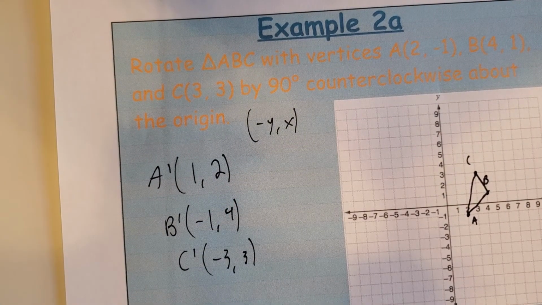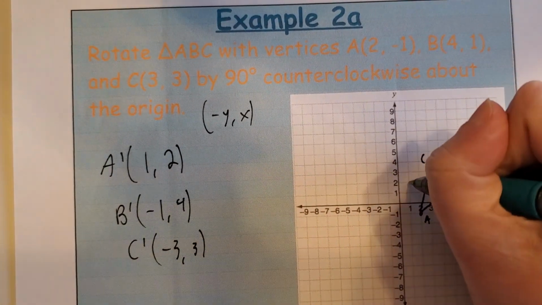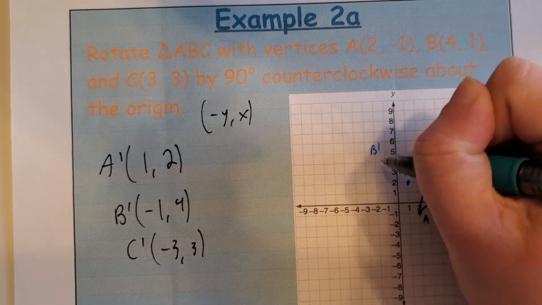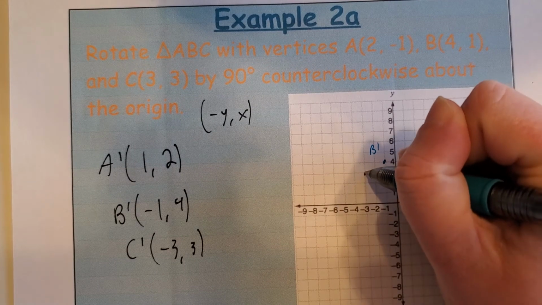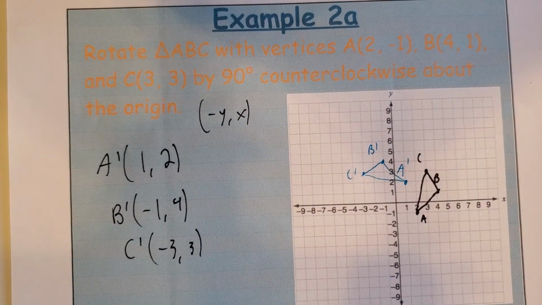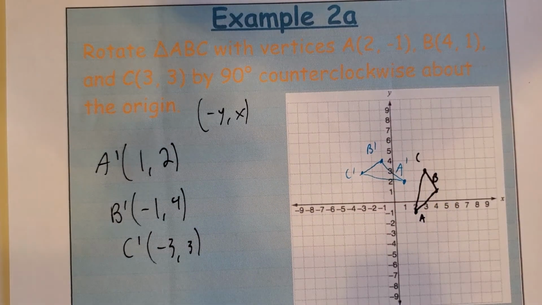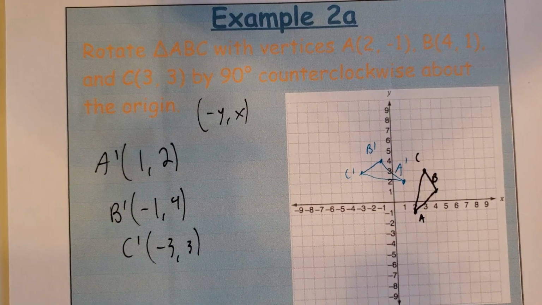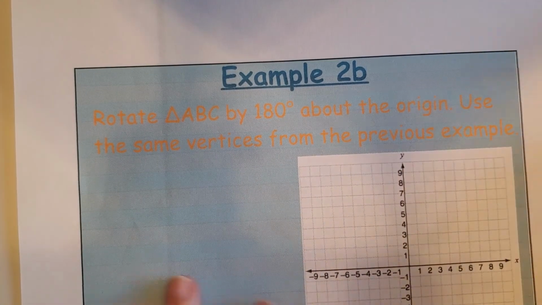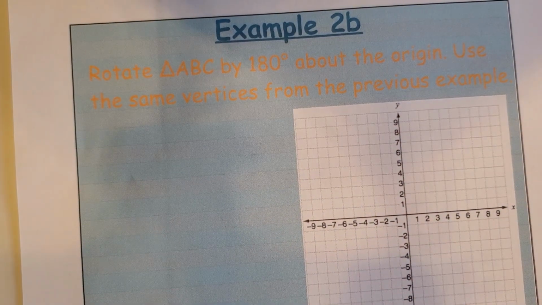All right, if we actually graphed it, same kind of thing. It sort of looks like it spun 90 degrees this way, which is counterclockwise. All right. And then rotate ABC by 180 degrees about the origin. Use the same vertices from the previous example.